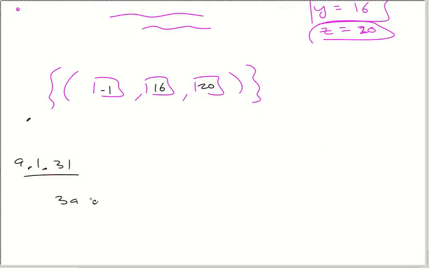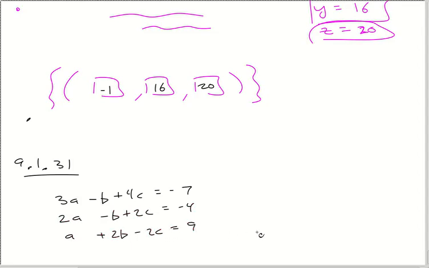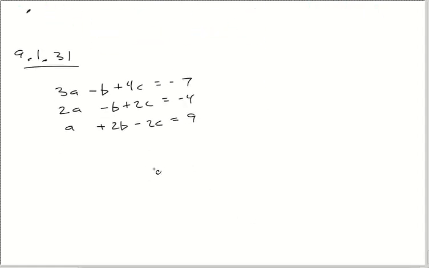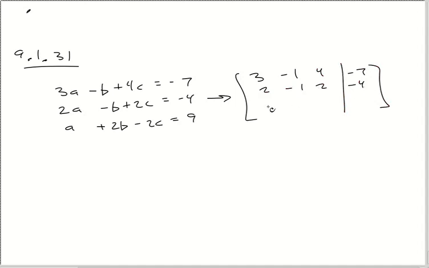So I've got 3a minus b plus 4c is equal to negative 7. 2a minus b plus 2c is equal to negative 4. A plus 2b minus 2c is equal to 9. Now, you do not need to think about a, b, and c any differently than x, y, and z. What I want to do is convert this over to a matrix, put it into Desmos, and RREF. And then you would be done. RREF, get the answer, and we're done.